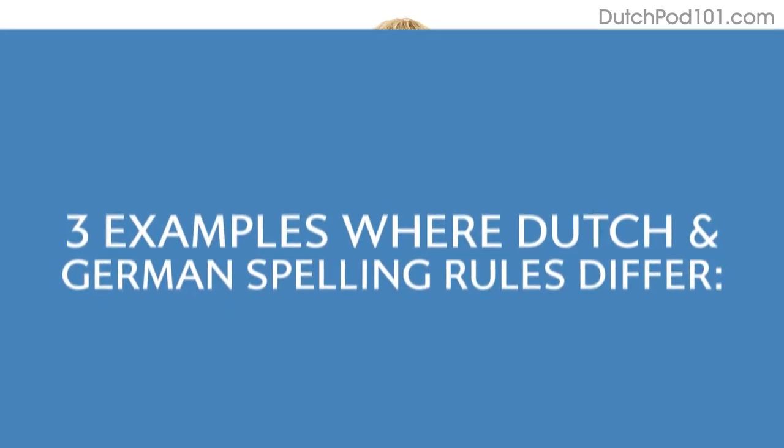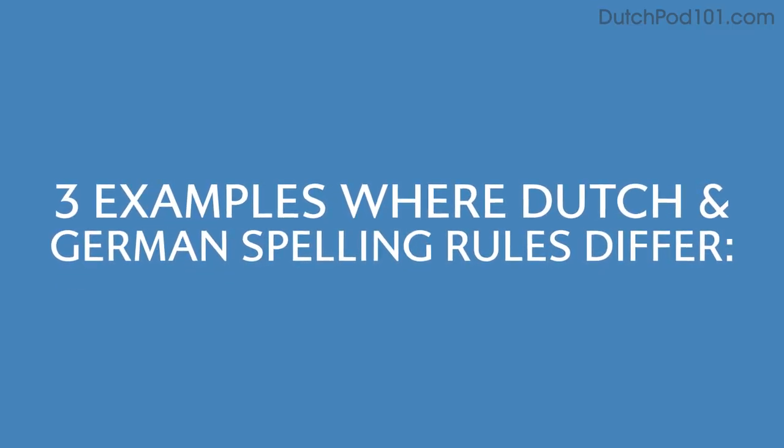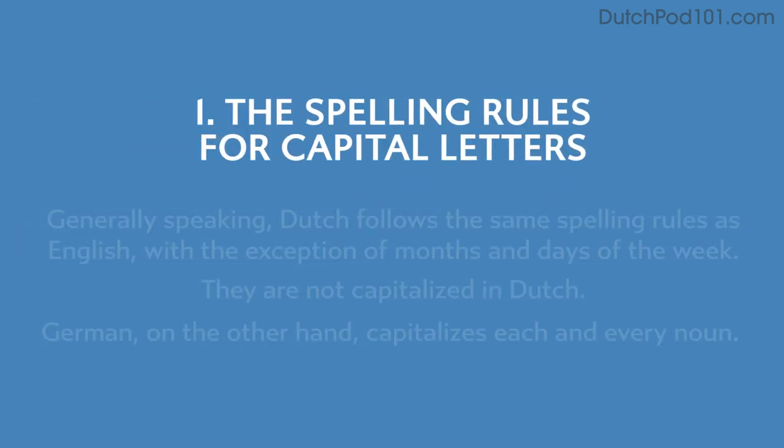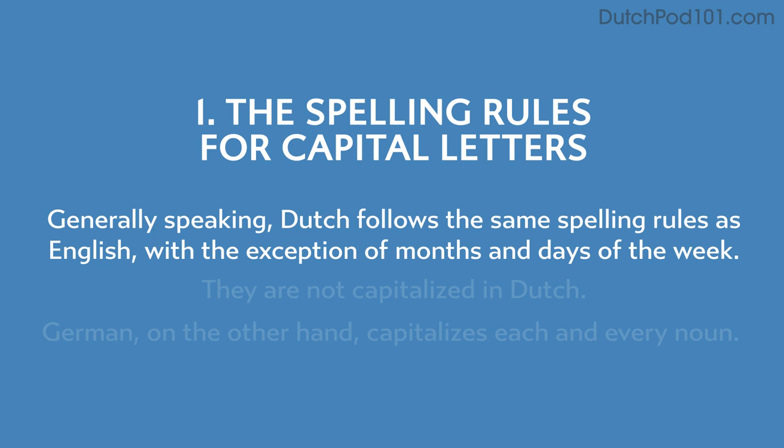So, you may be wondering what the other differences are. Because of the High German consonant shift, a lot of words are spelled differently. This is not where it stops, however, because German and Dutch spelling rules continue to differ on various other aspects. Here are three examples where spelling rules differ. The first one, the spelling rules for capital letters. Generally speaking, Dutch follow the same spelling rules as English, with the exception of months and days of the week. They're not capitalized in Dutch.